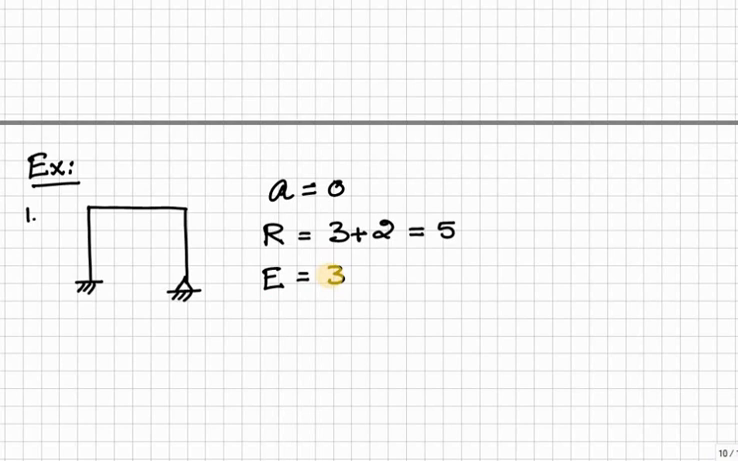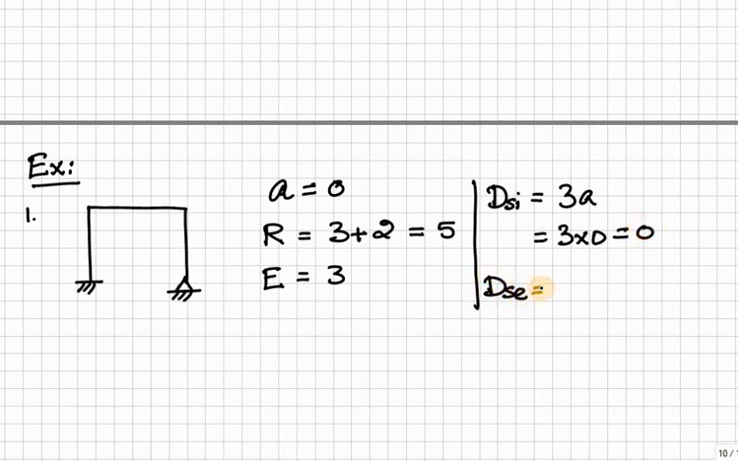So from method 1, dSi is equal to 3 times A, which is equal to 0, and dSe is equal to R minus E, which is equal to 2. Therefore, total indeterminacy is 0 plus 2, 2.